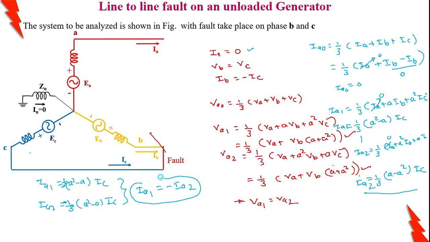The same thing I am showing here clearly in the PPT presentation. This is how we have to establish a relation between IA1 and IA2, and VA1 and VA2. These are the two important relations that were established from the sequence voltages and sequence currents. That I will show you here.